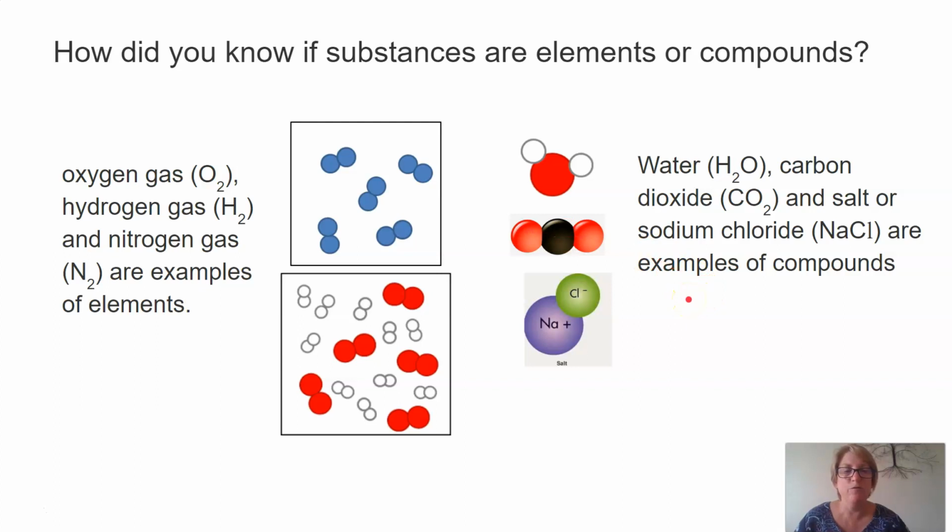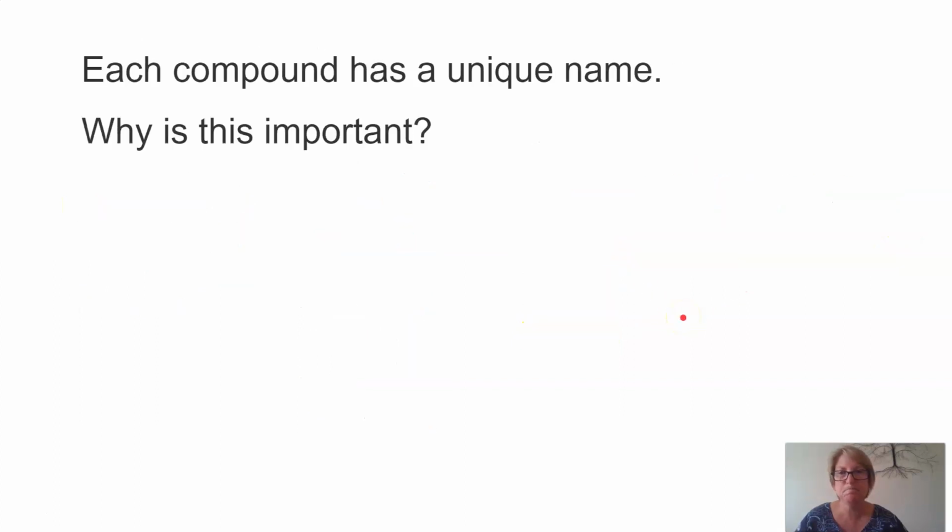And then if we have a look at another compound called sodium chloride, made up of Na and Cl. At the bottom here, there's an invisible 1, so it means it's got 1 atom of Na with 1 atom of Cl. So there we have NaCl. Each compound has a unique name. Now, why is this name so important?